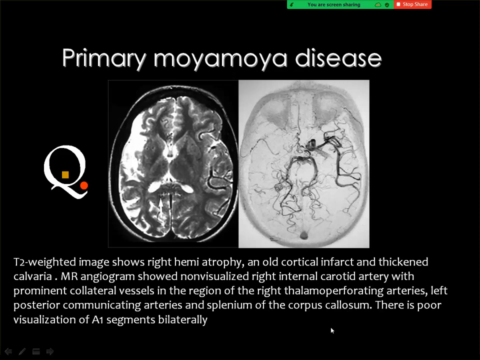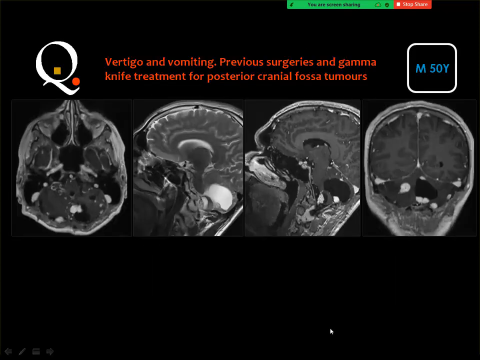This is Moya disease. Next case is a male 50 years old with vertigo and vomiting, multiple surgeries and gamma knife treatment for posterior fossa tumors. And this is MRI axial T1 with contrast, and sagittal and coronal with contrast, and this is sagittal T2 weighted image.